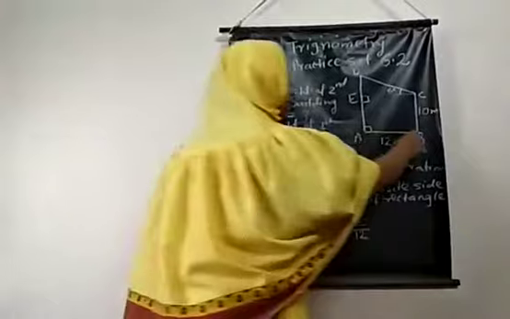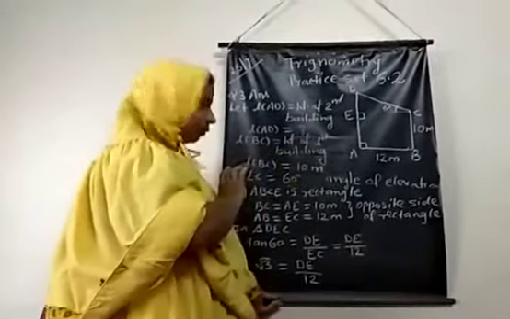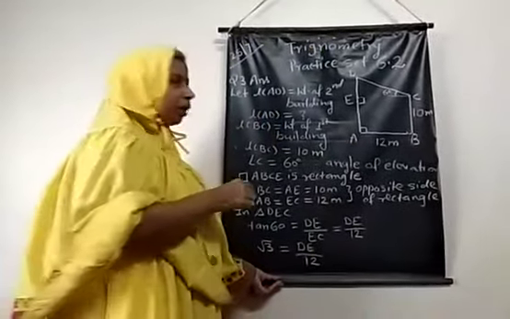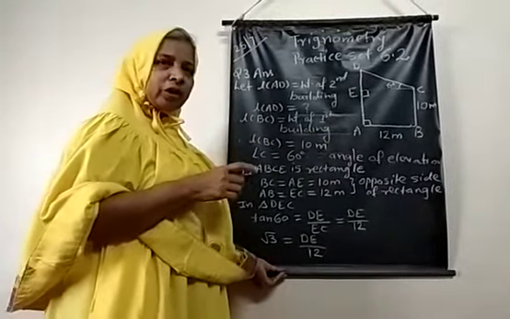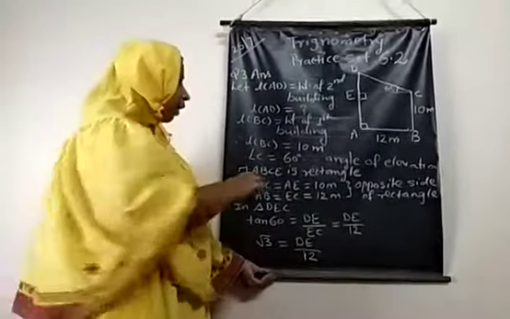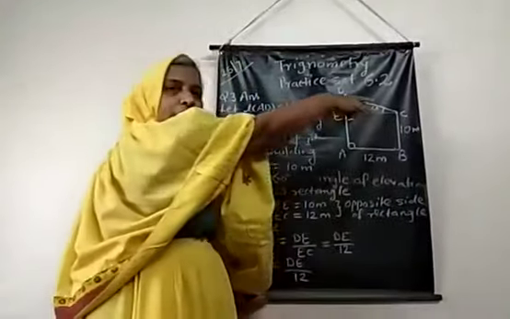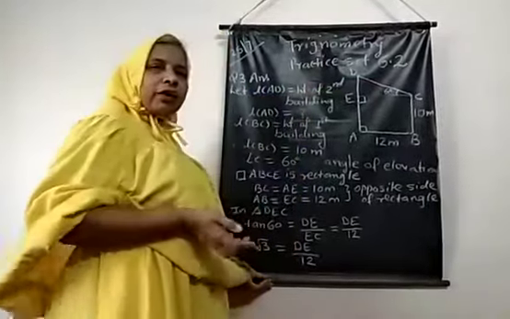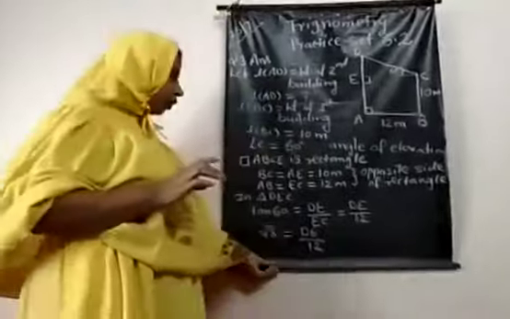Then length BC is the height of the first building, which is given 10 meter, and distance AB is 12 meter, that is the width of the road, which is given in the question. So length AB is equal to 12 meter. Angle C is equal to 60 degree, that is the angle of elevation from the top of the first building, which is 10 meter high. Angle of elevation is given 60 degree. So therefore angle C equal to 60 degree.